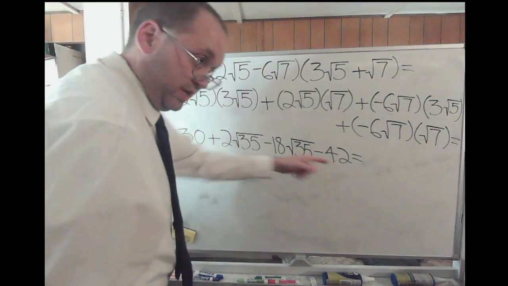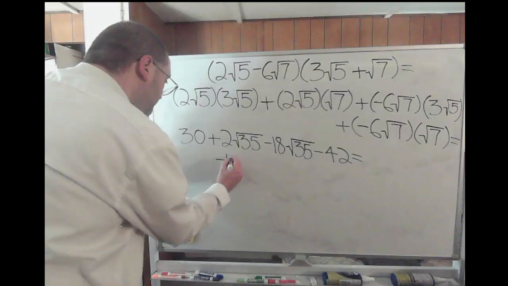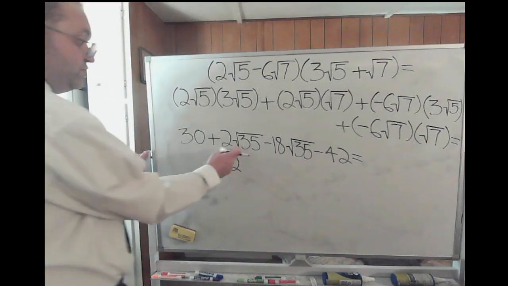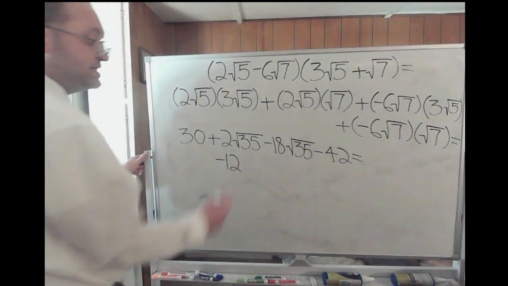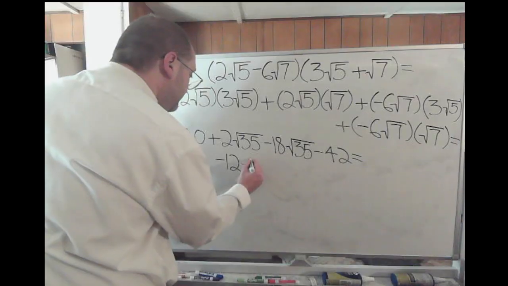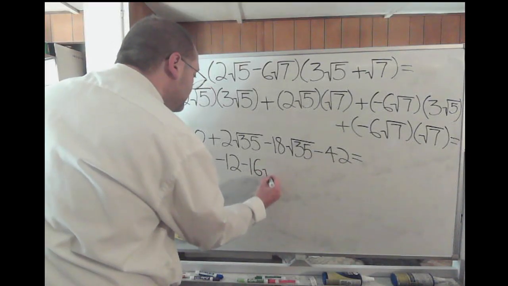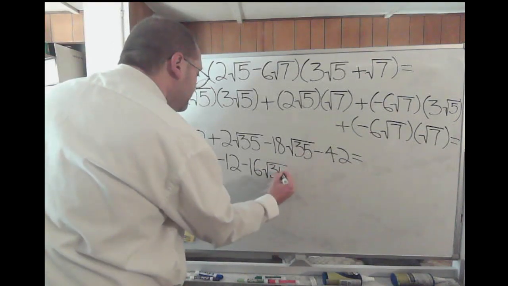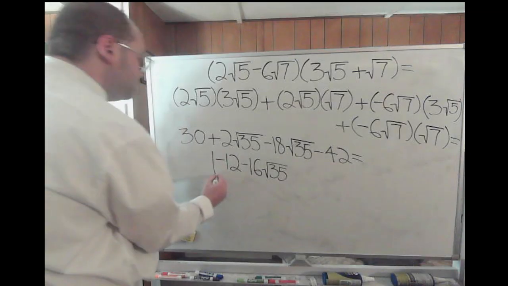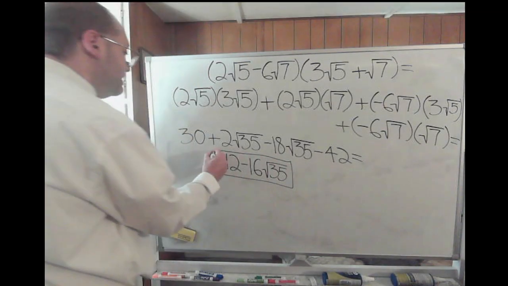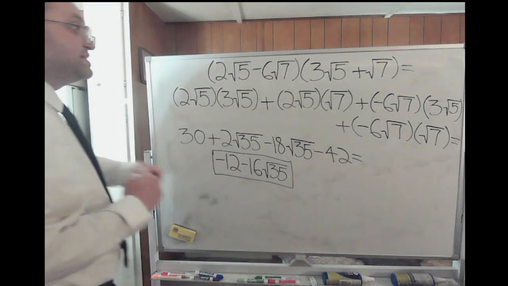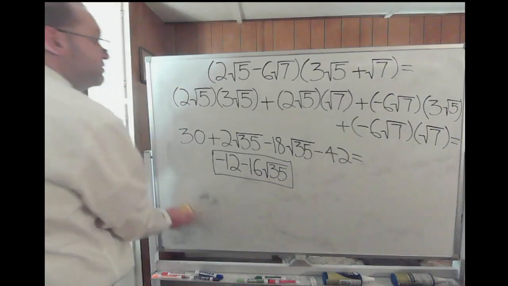30 minus 42, that's negative 12. Then 2 times the square root of 35 minus 18 times the square root of 35, that'd be minus 16 times the square root of 35. So the answer you should get for this one would be negative 12 minus 16 times the square root of 35.